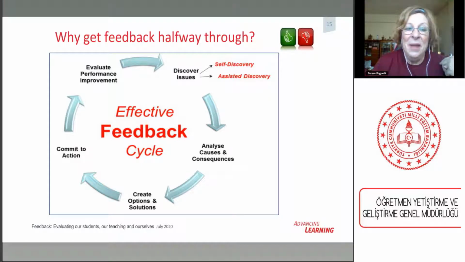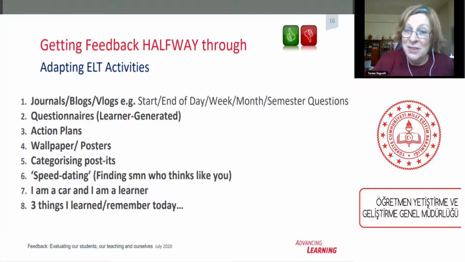and eventually, as they go on in the second semester, evaluating any kind of improvement which they may have gained through these options and solutions. So it is important to keep constantly asking for feedback to see how students are doing. And they will tell you through these activities.